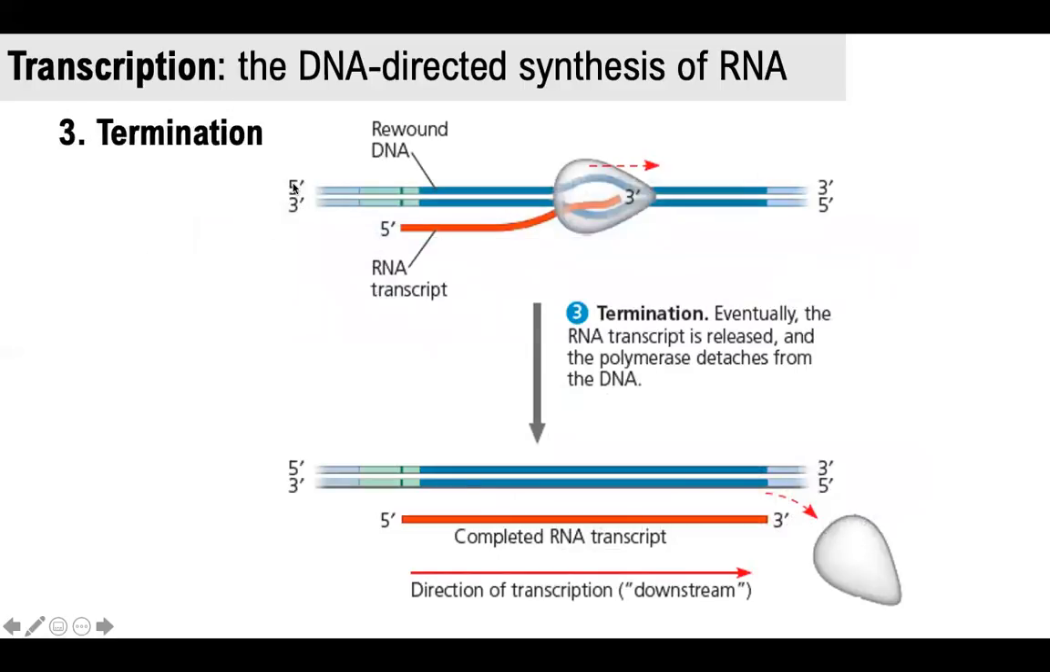And the last process is termination. In termination, the RNA transcript is released and the polymerase detaches from the DNA. So this is the RNA polymerase. Once the RNA transcript has been formed, it will be released from the polymerase, and then the DNA will recover and form a double helix again.